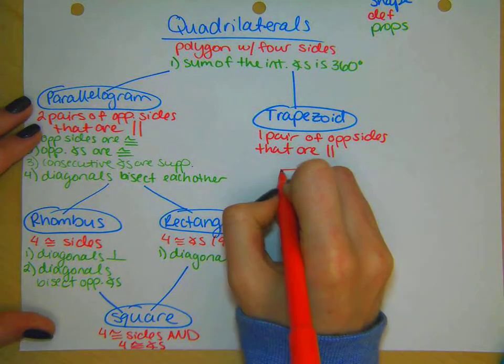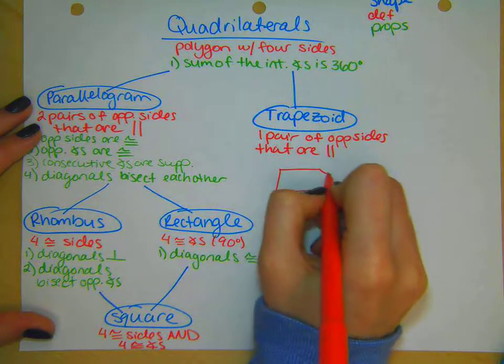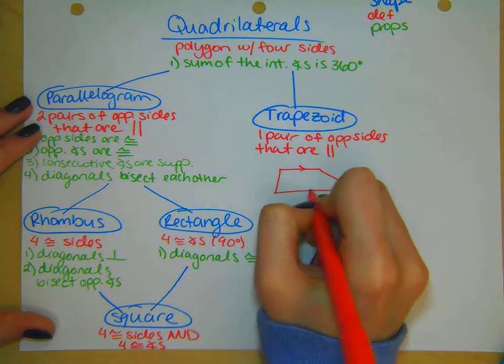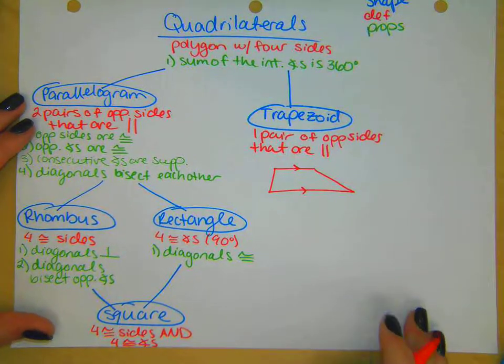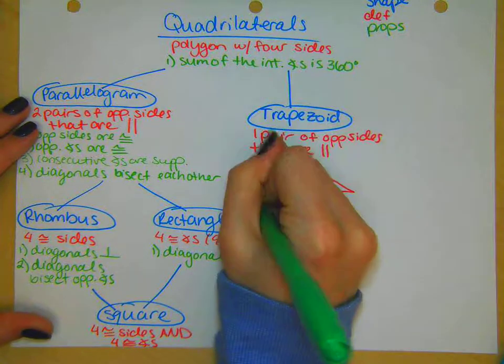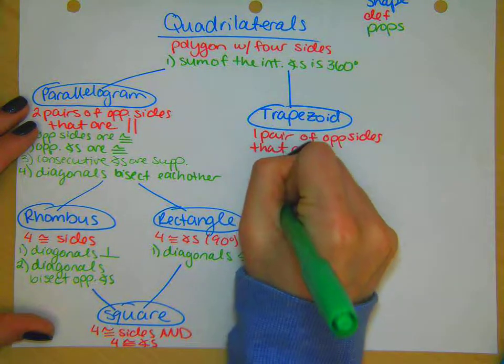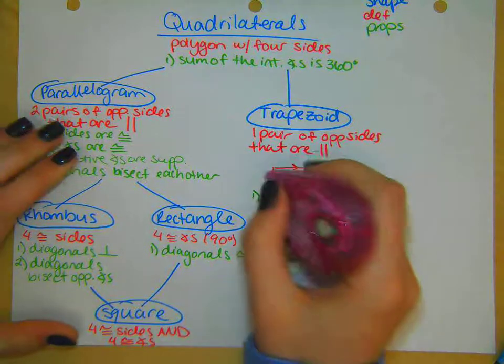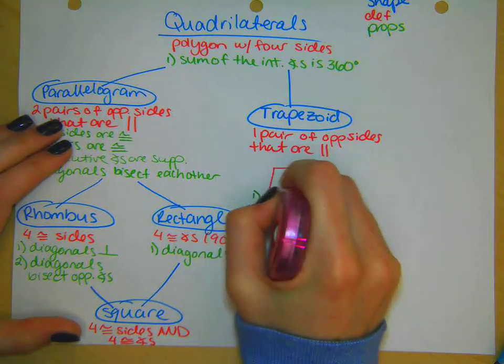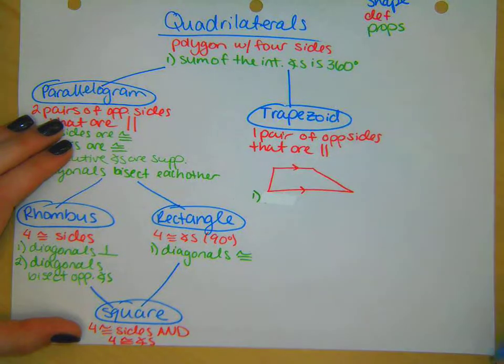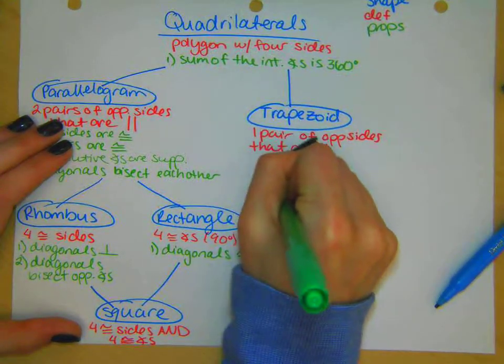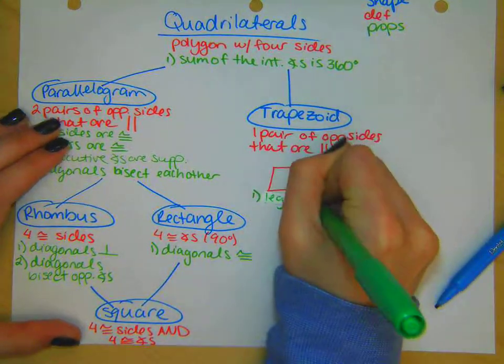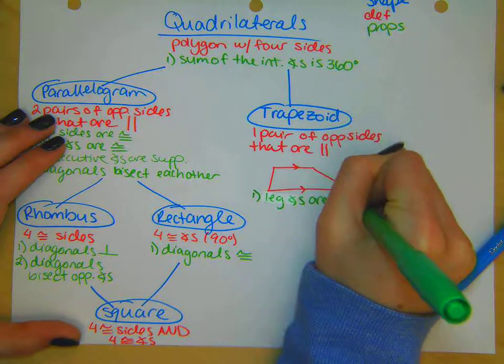So if I were to draw a picture of what that would look like, and again, this does not have to be isosceles, we just want the one pair of opposite sides to be parallel. A property of a trapezoid is that, instead of saying consecutive angles, I'm going to say leg angles. They are technically consecutive, but specifically, let's change that to leg angles. The leg angles are supplementary.